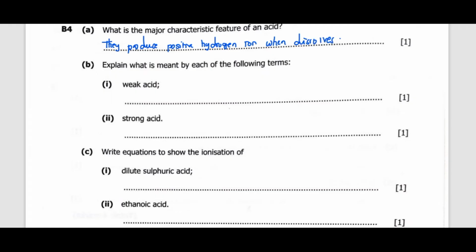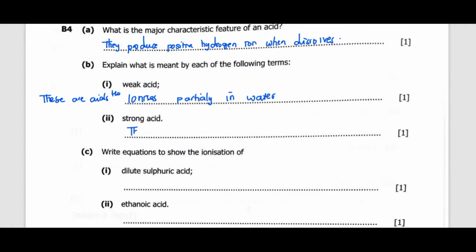Then B, explain what is meant by each of the following terms. So a weak acid. A weak acid ionizes partially in water. These are acids that ionize partially in water. So if you put this in water, only part of it will dissolve, the other part will remain undissolved.